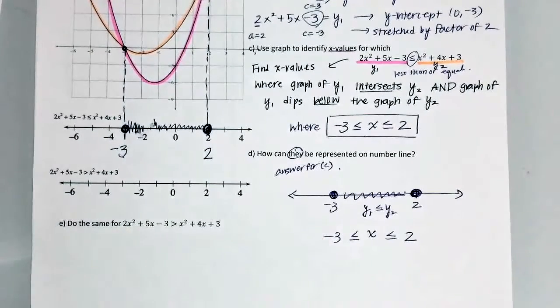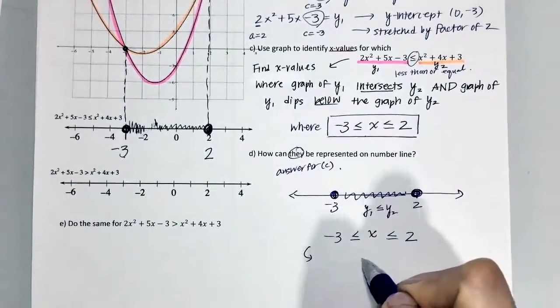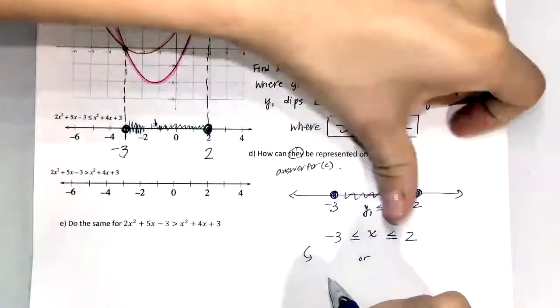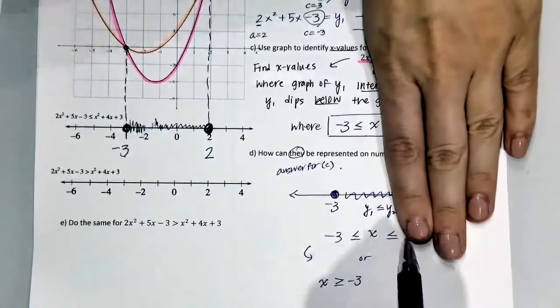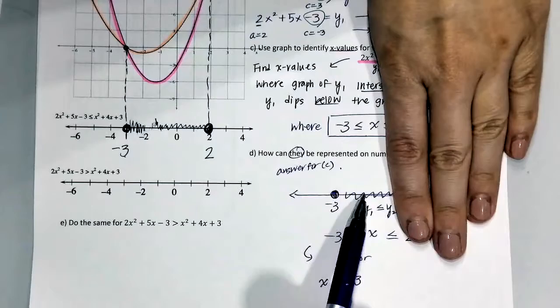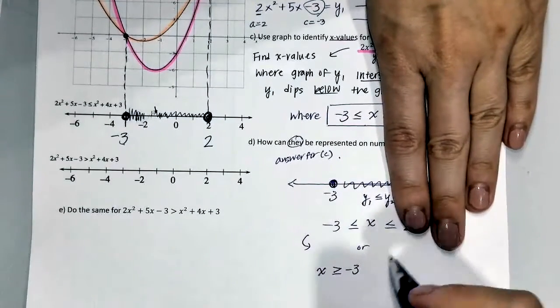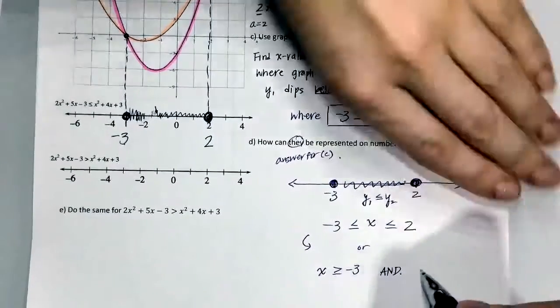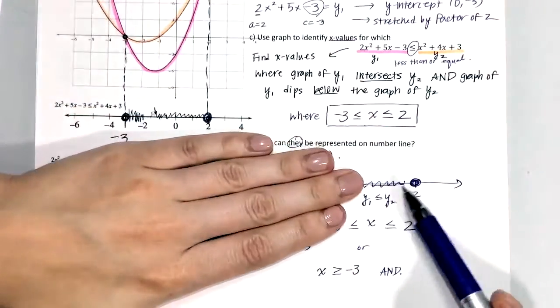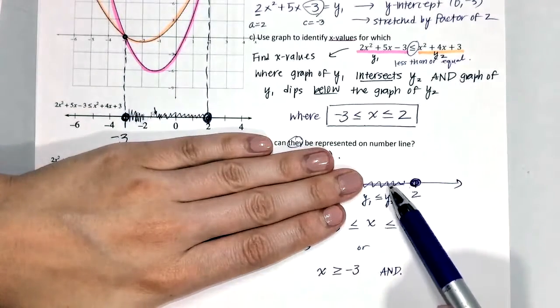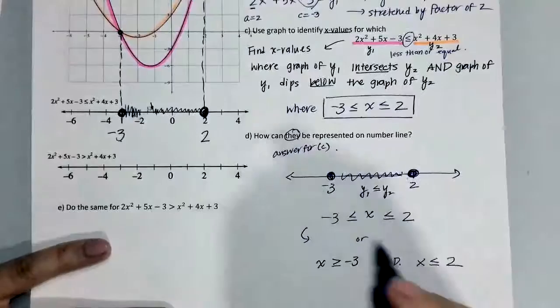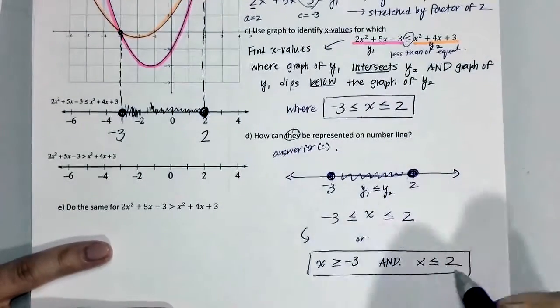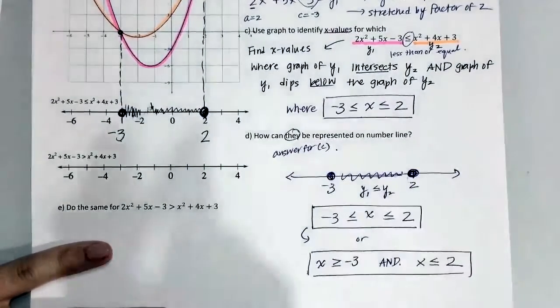Another way to write this, you can also write it as x is greater than or equal to -3, so one at a time. This part is where x is greater than or equal to -3, and looking at the left side now, it's going to the left of 2. So, and x is less than or equal to 2. This answer and this answer are both the same.